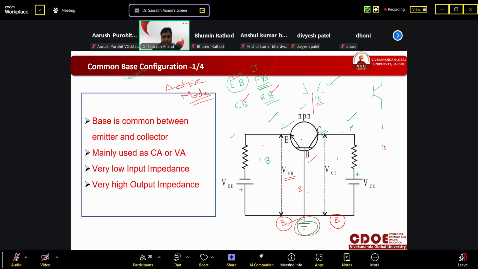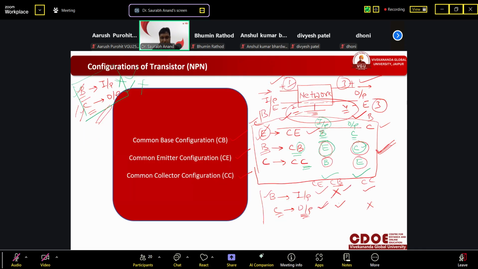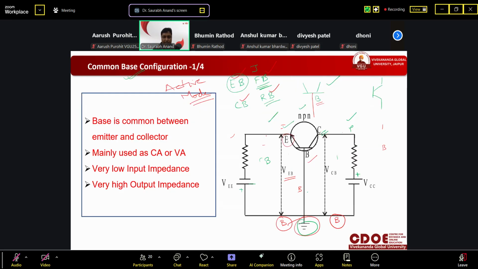Okay. Now which will be input and output? For base, input will be emitter, collector will be output. So emitter is here, that will be input because this is input line. This is output line. So this arrow is outside. It means current will flow because this is positive, this is negative. So current will flow in this direction. So IE will be in this direction.